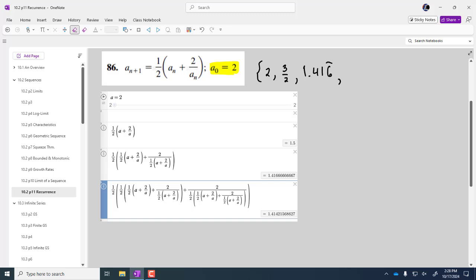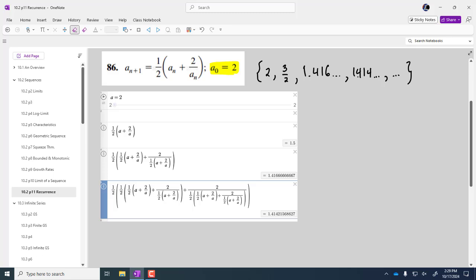That one, the 6 is repeating, or at least it looks like it. Maybe I shouldn't write it like that because we didn't show that, but we'll just do this. And then 1.41, 1.414, and on and on and on. So that's our sequence.